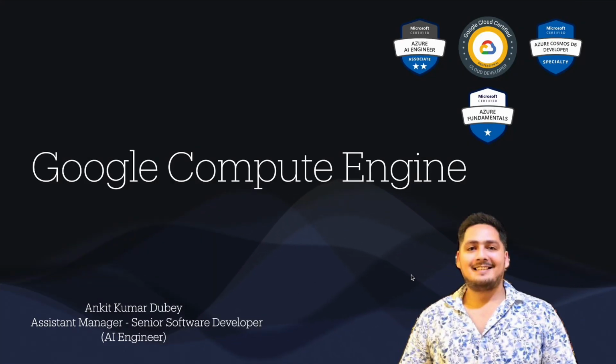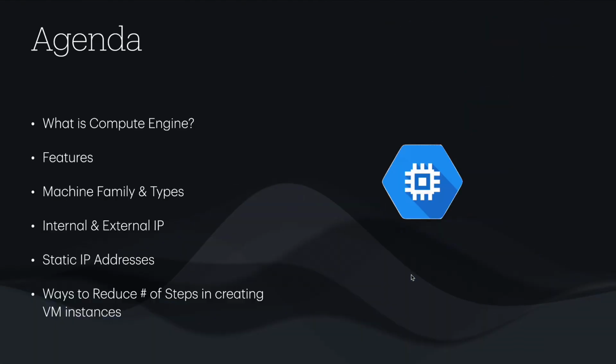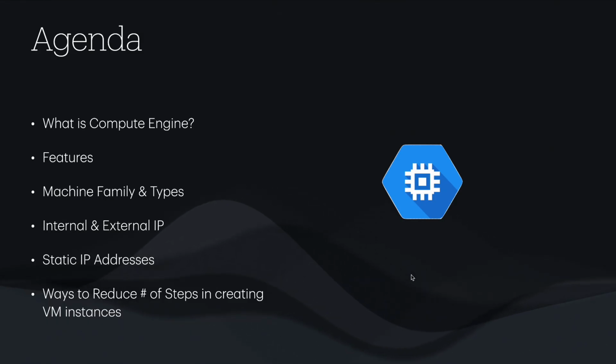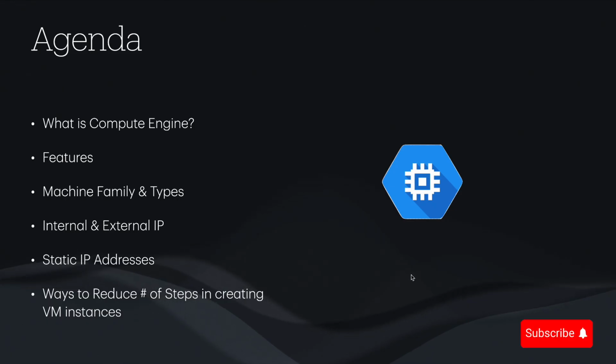I'm back with a new video, and this time we'll discuss the Google Cloud Compute Engine, also known as GCE. So let's jump to the agenda. We'll discuss what Google Cloud Compute Engine is, what its features are, the different machine families and their types, internal and external IP addresses with respect to GCE, and static IP addresses, which are the most important for this. And at last, we will see ways to reduce the number of steps in creating your virtual machine instance.